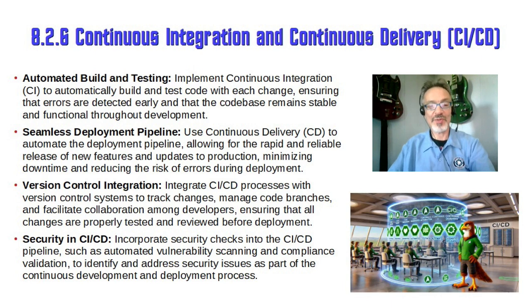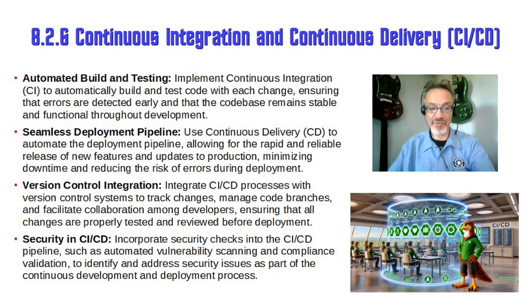This includes automated build testing. Continuous integration automates the process of building and testing code with each change. This ensures that errors or vulnerabilities are detected early before they escalate. Seamless deployment pipeline. Continuous delivery automates the deployment pipeline, allowing for rapid and reliable release of updates or new features. Automation minimizes the risk of human error during development and ensures that the code remains secure as it moves from development to production.